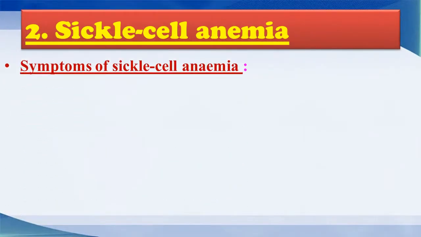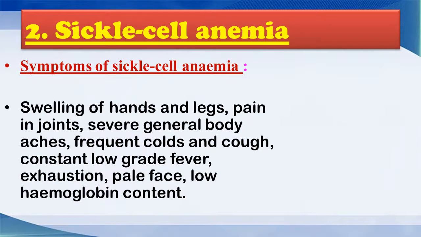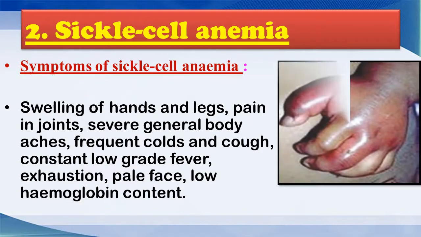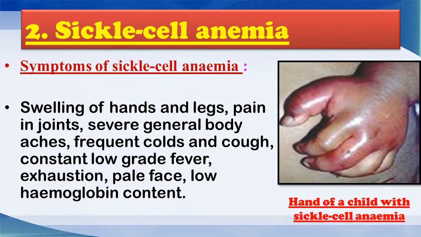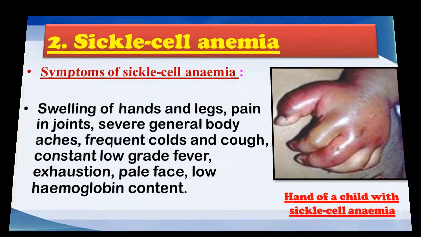Now here we have the symptoms of sickle cell anemia: swelling of hands and legs, pain in joints, severe general body aches, frequent colds and cough, constant low-grade fever, exhaustion, pale face, low hemoglobin content. These are all the symptoms of sickle cell anemia, and alongside you can observe the swelling of the hand of a child having sickle cell anemia.